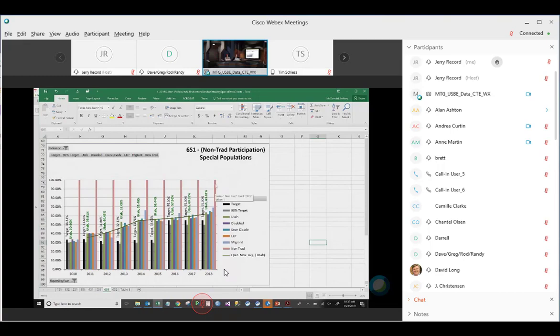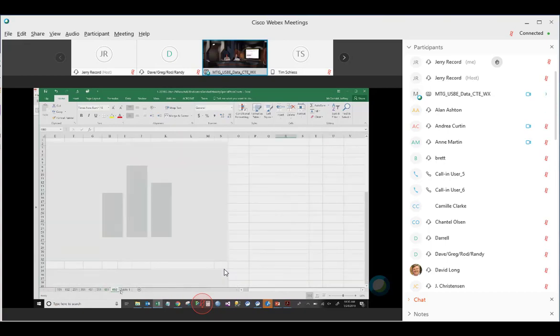Can anyone tell me why the non-trad is up at 100%? I was waiting for someone out there. Were you asking us? That's what I'm asking. Good. Nobody's chatting away. It should be at 100% because it's non-traditional participants in the non-traditional participation measure. The same is true of non-traditional completion.